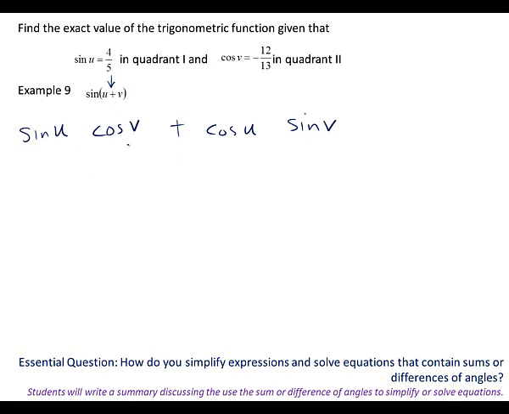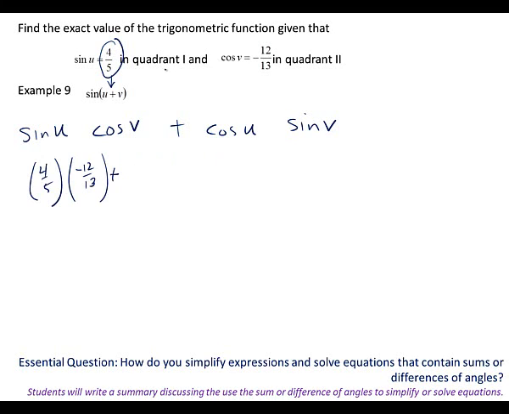Alright, so I need the sine of U. Do they give that to me? What are they telling me the sine of U is? 4 over 5. Alright, what about the cosine of V? Do they give that to me? Yeah, what's the cosine of V? Good. What about the cosine of U? Do they give that to me? No, so I need to figure that out.